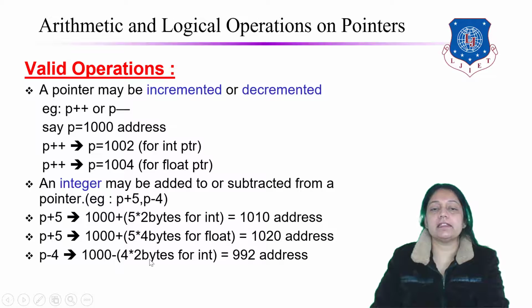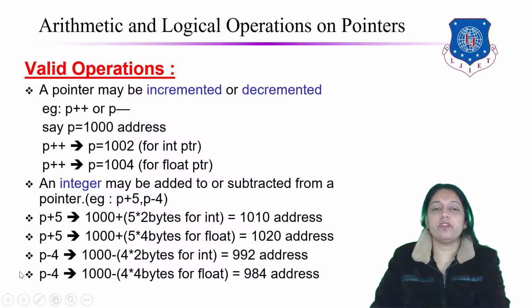So 1000 minus 8, the new address that the pointer will have will be 992. Similarly, if P is a float pointer, then in that case, it would be 1000 minus 4 into 4 bytes of float. So that would be 984 address. Clear? When I do P plus 5, it would not be 1005, but it all depends upon the type of the pointer we have.